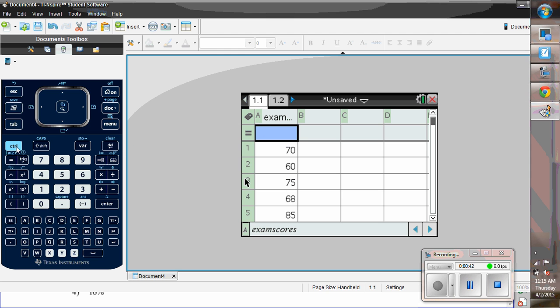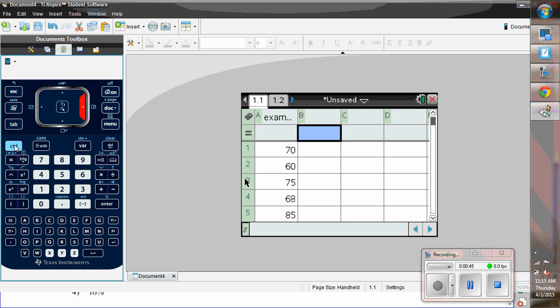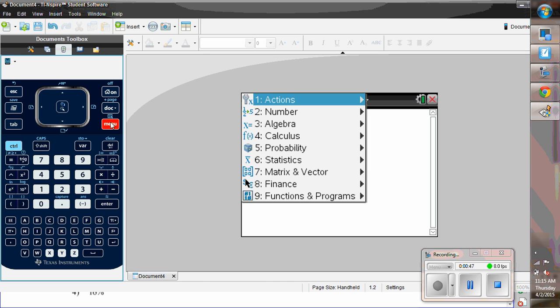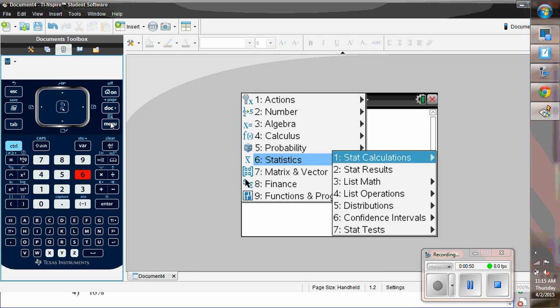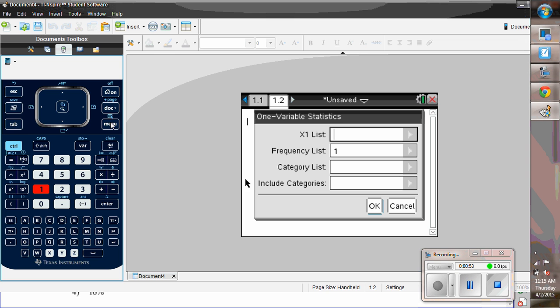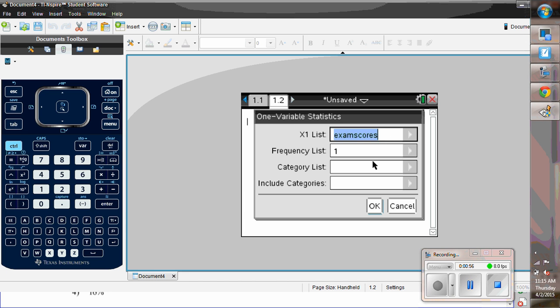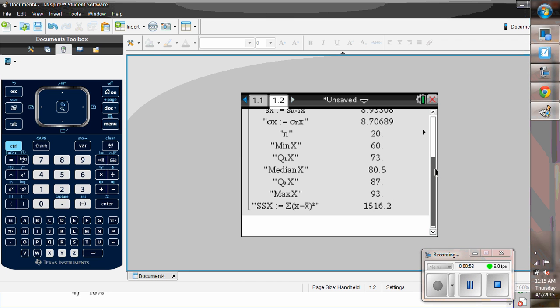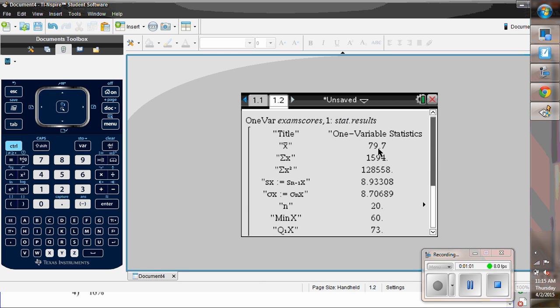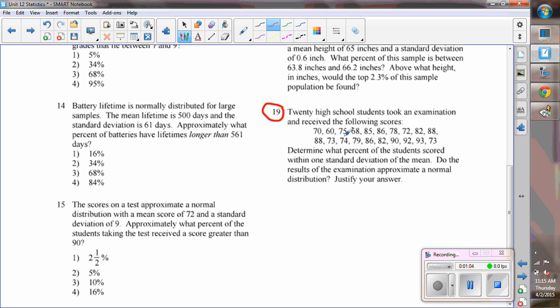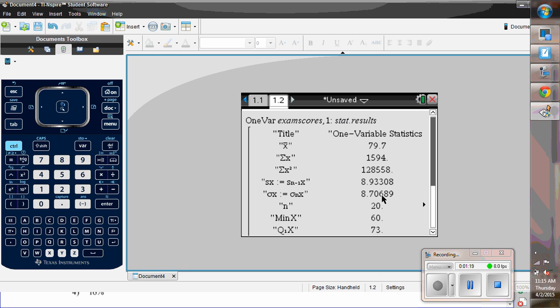So here's my information. I have a new page to run my 1-var stats on. So 6 for statistics, 1 for stat calculations, 1-var stats. Our X list, if you saw it, was exam scores. It's the only thing I have in so far. And we got our information back. We have our mean, which is 79.7, and then our standard deviation, which was the population standard deviation, 8.706.